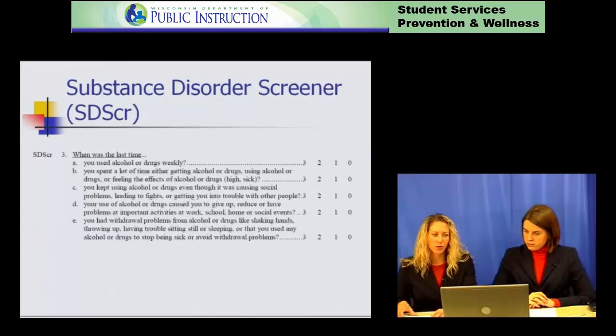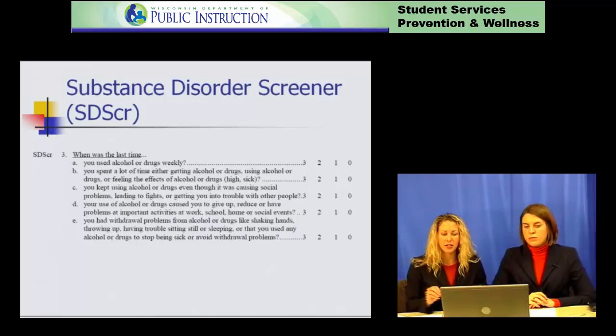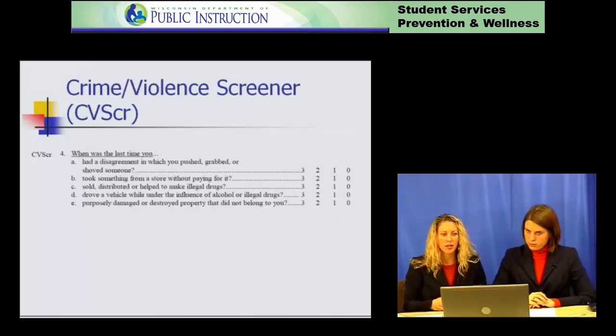The third disorder screener is the substance disorder screener, and these questions are going to look at use, abuse, and dependence of substances. The fourth, the crime and violence screener, these questions are going to look at crime and interpersonal crime and violent crime as well with your clients.